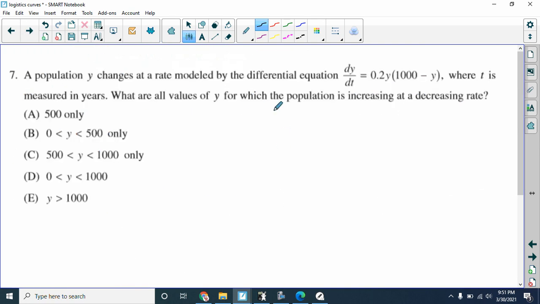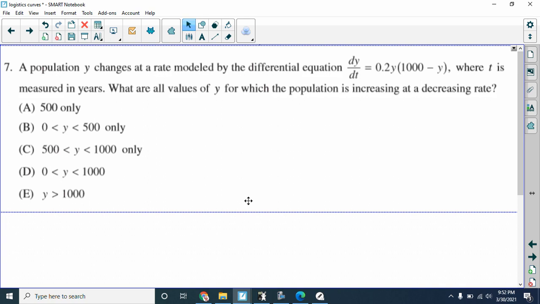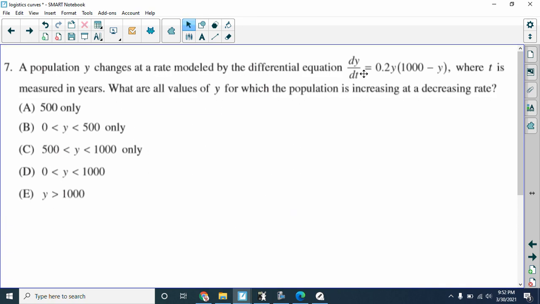Let's take a look at number 7 here. Number 7's from a practice AP exam that was released. It says a population y changes at a rate modeled by dy dt equals 0.2 y times quantity 1,000 minus y. Again, dy dt, y is on the outside and the inside. This is a logistics curve. It says t is measured in years. What are the values of y for which the population is increasing at a decreasing rate?